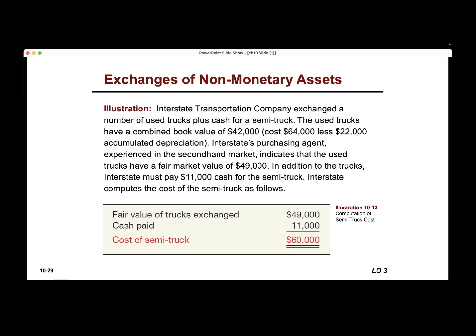Now let's look at an example of how a company records a gain when exchanging a non-monetary asset. This example states that Interstate Transportation Company is trading its old truck for a semi-truck. The book value of its used old truck is 42,000, coming from 64,000 cost less 22,000 accumulated depreciation. The fair value of this old truck is 49,000, higher than its book value of 42,000. And the exchange requires Interstate to pay 11,000 cash, and thus we can calculate the cost of the new semi-truck here.